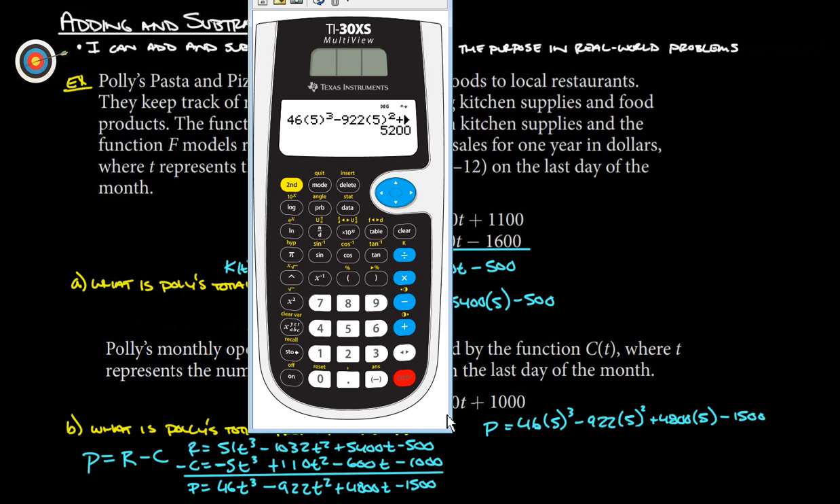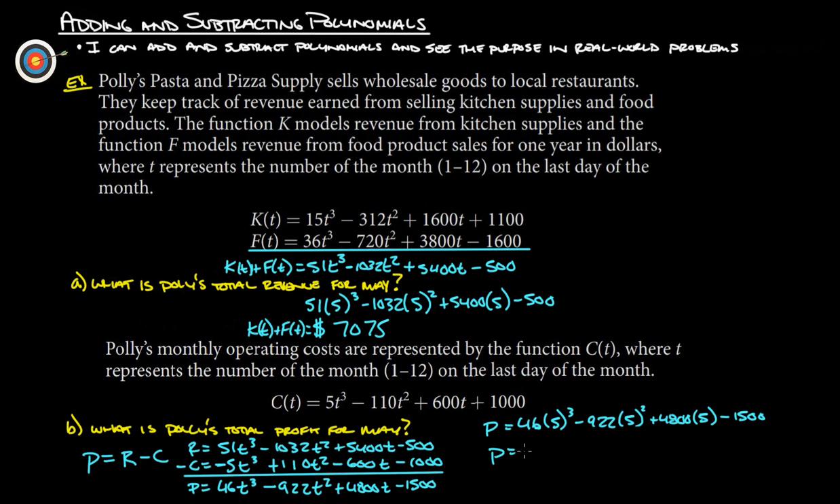And that gives us a total profit of 5,200. 5,200 bucks for May. So that is how much they take in, but they've got to subtract out how much they have to spend for all of their products and stuff. So they end up taking in $5,200. Not too bad. Okay. All right, we're going to take a look at a couple more examples, but before that, let's take a quick comedy break.